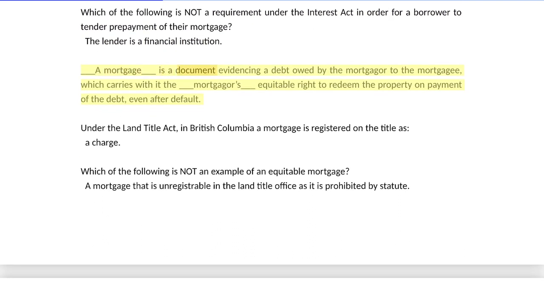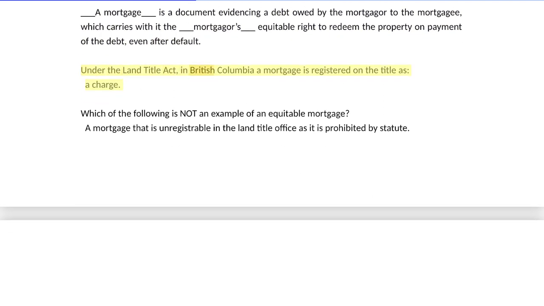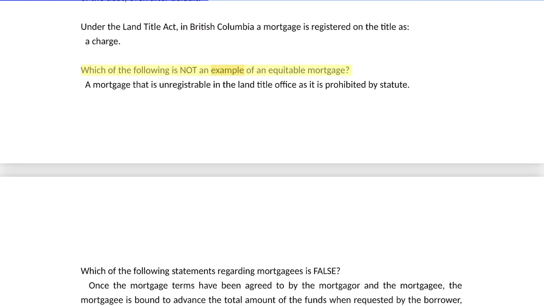A mortgage is a document evidencing a debt owed by the mortgager to the mortgagee, which carries with it the mortgager's equitable right to redeem the property on payment of the debt, even after default. Under the Land Title Act, in British Columbia, a mortgage is registered on the title as a charge. Which of the following is not an example of an equitable mortgage?